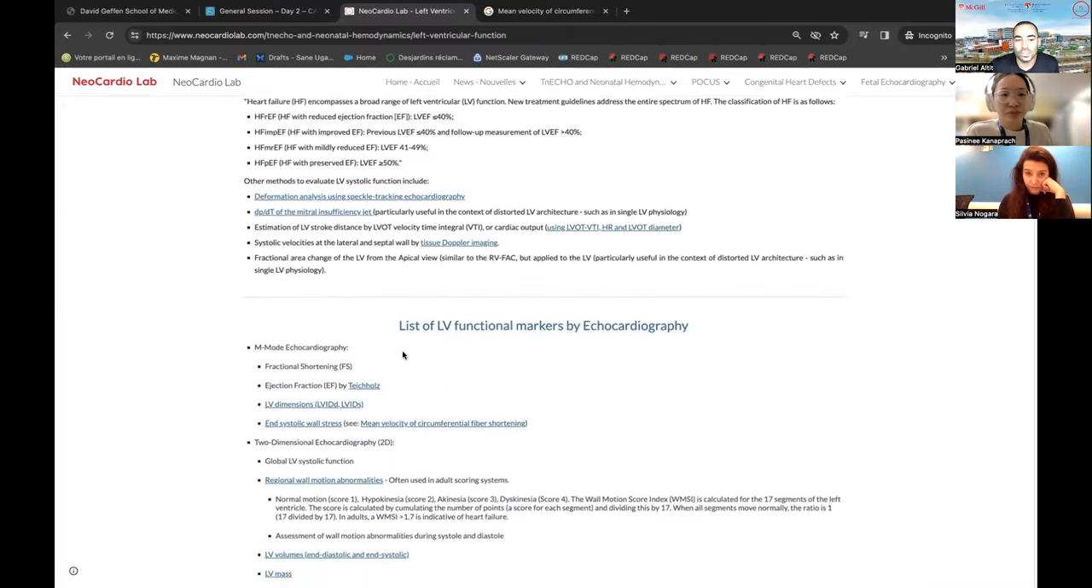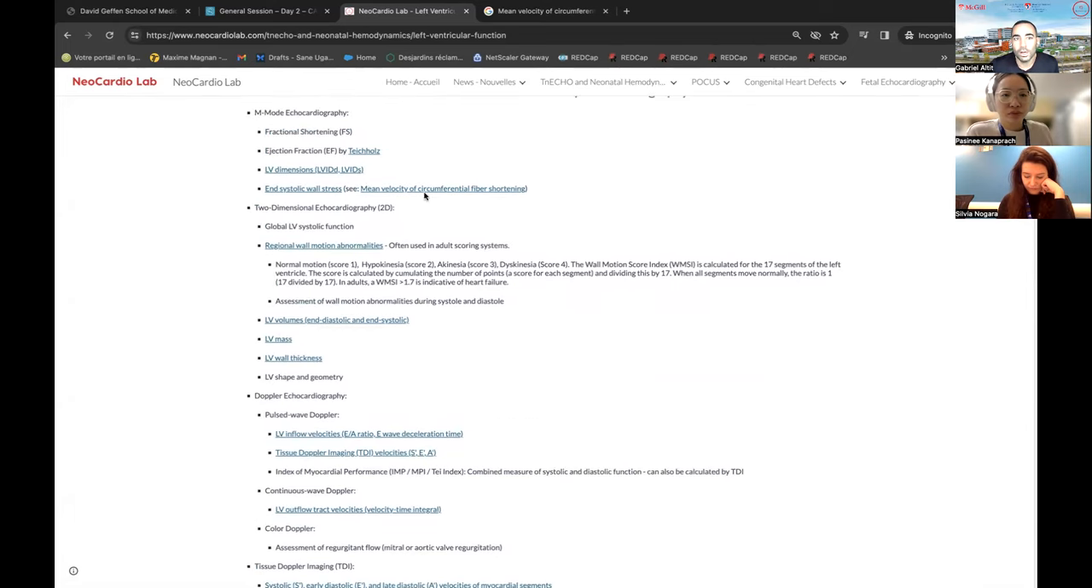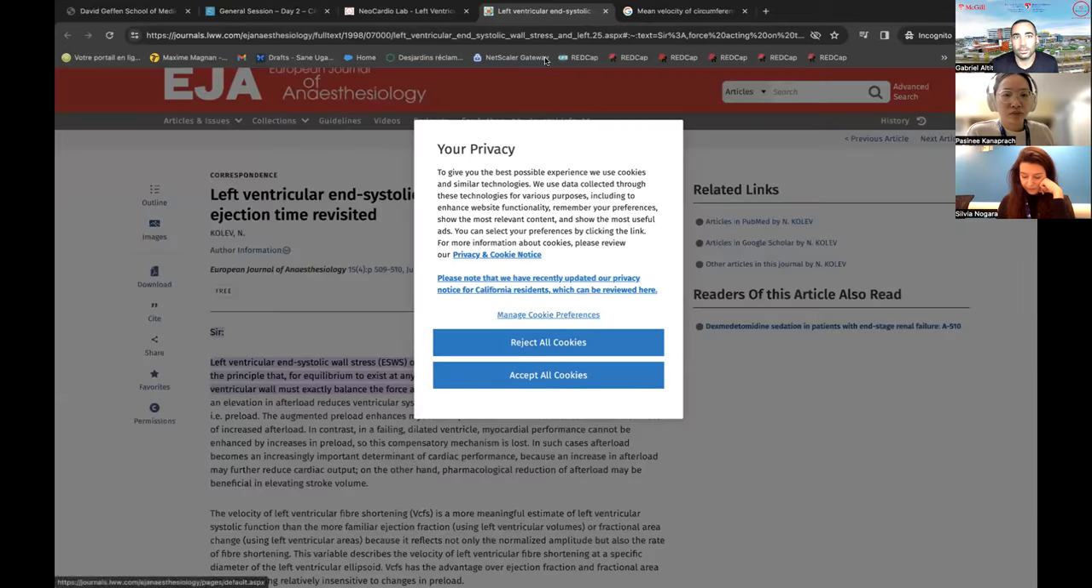So I invite you to read this section on left ventricular function if you haven't, because it provides you a lot of information on some of the functional metrics that we do for the LV. And then you can go and I've put a reference for end systolic wall stress, which talks about some markers. So you're able to take advantage of that. Okay. Let me go back.